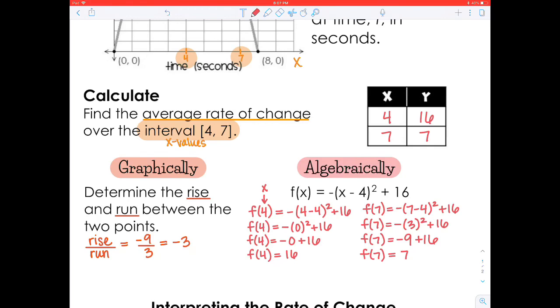Okay, so then once you have those two coordinates from your algebra, then you can find your rise and run from a table, just like we've done before. Find your change in y. So to get from 16 to 7, we're going to have to subtract 9. And then on your change in x over here, to get from 4 to 7, we need to add. We're going to add 3.